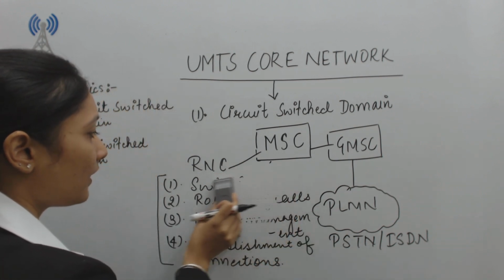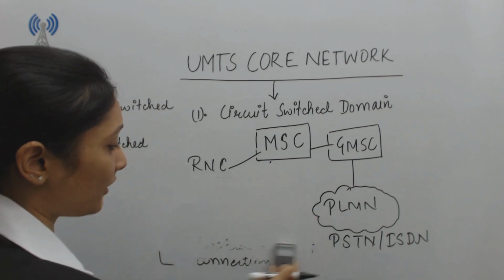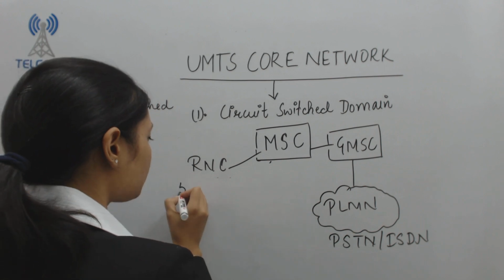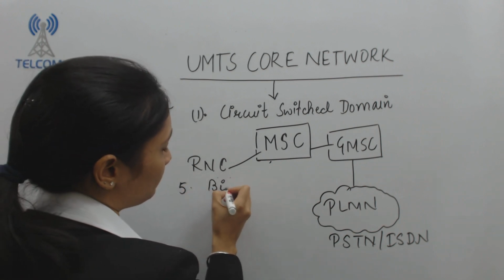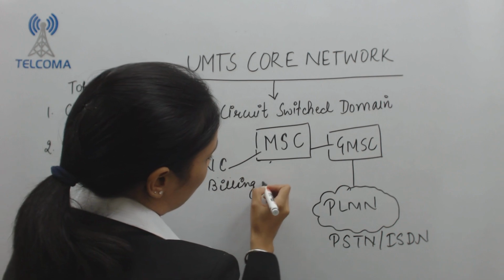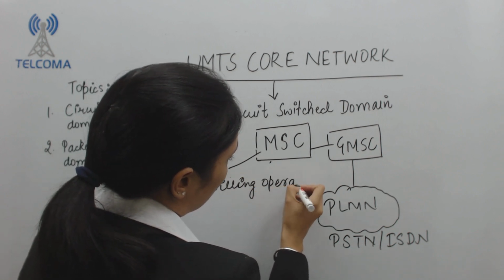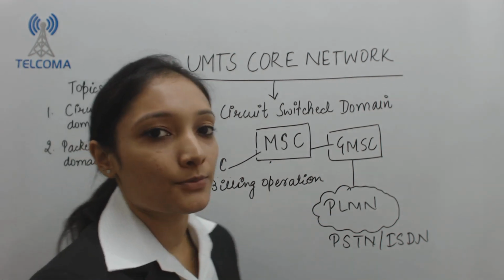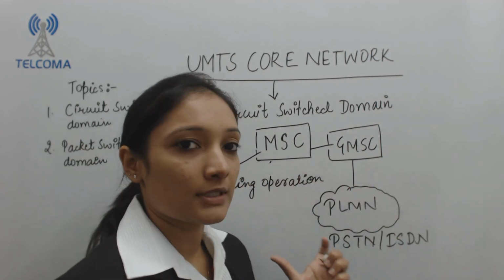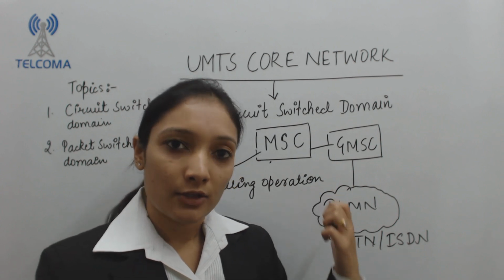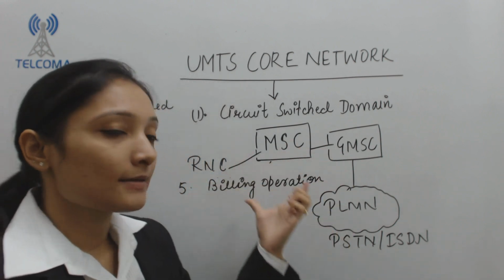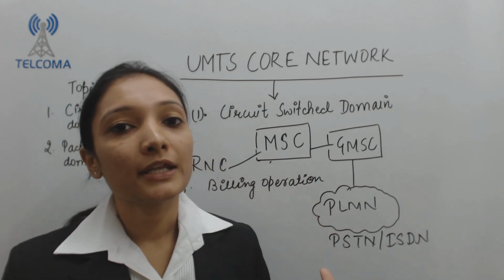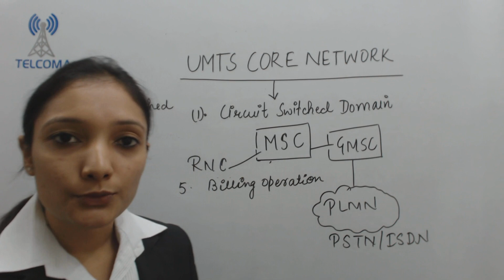Now, another important function which is performed by mobile switching center is the billing operation. That means it contains all the subscription charges of the users. It maintains the database of the different charges of the different subscribers who are using the services. So that means it generates the billing information for the various users.